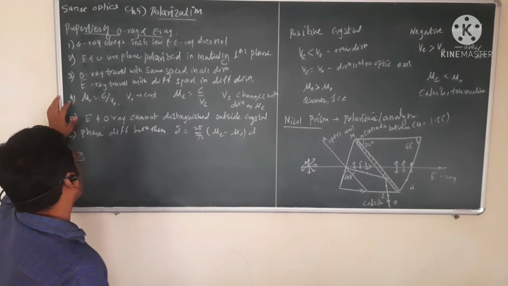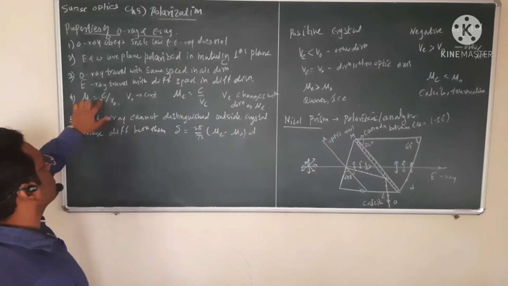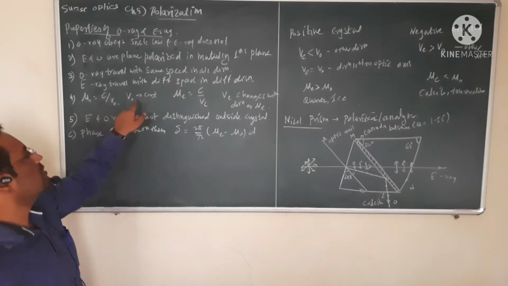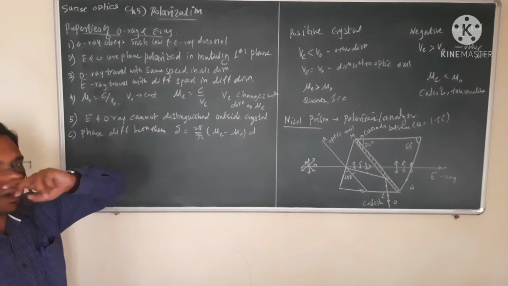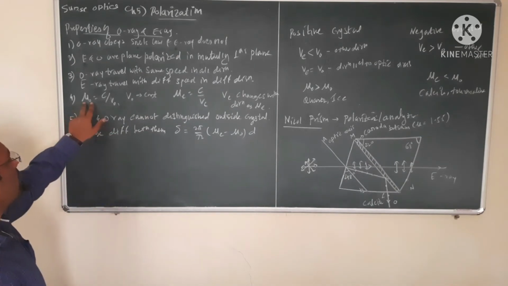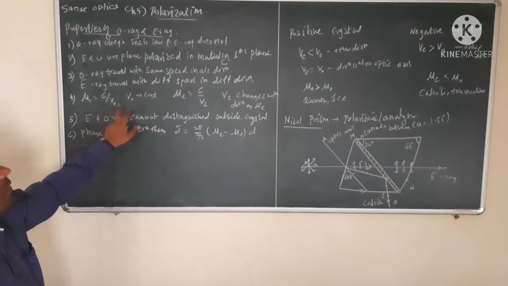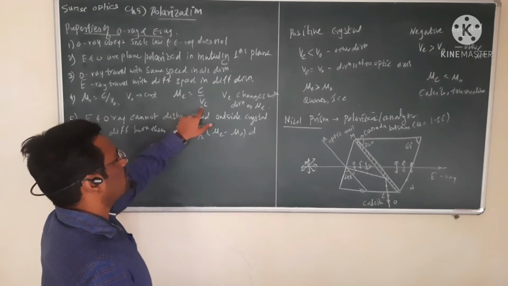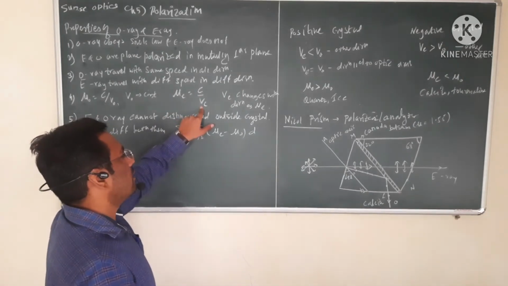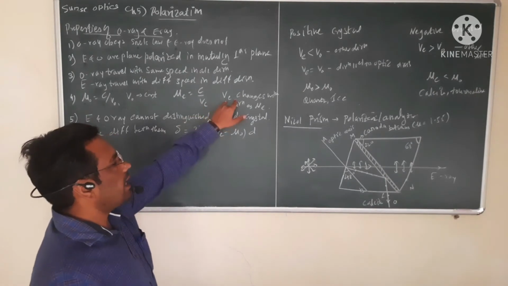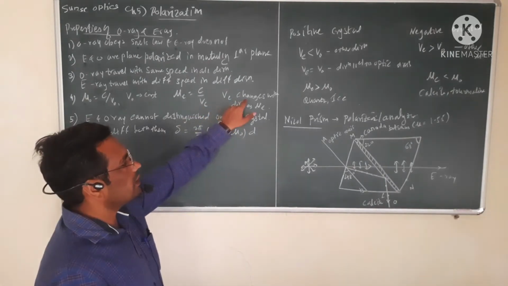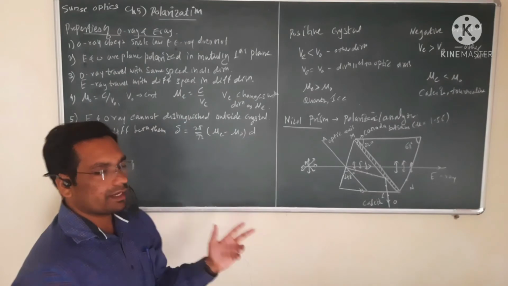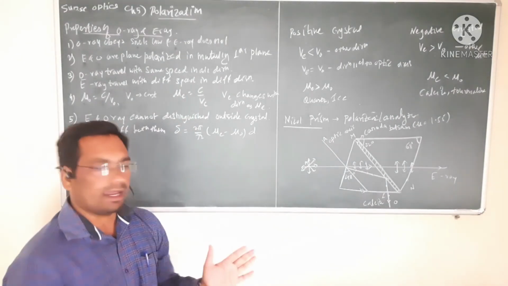Then the fourth property: the refractive index of the ordinary ray is c, the velocity of light in vacuum, divided by vo, the velocity of the ordinary ray. Since the velocity of the ordinary ray is constant in all directions, its refractive index is also constant. In the case of the extraordinary ray, the refractive index is c divided by the velocity of the extraordinary ray. But as we know, the velocity of the extraordinary ray changes with direction, so its refractive index also changes with direction.